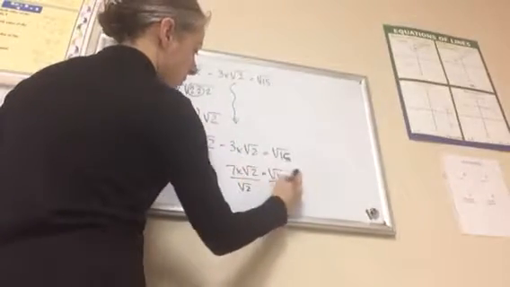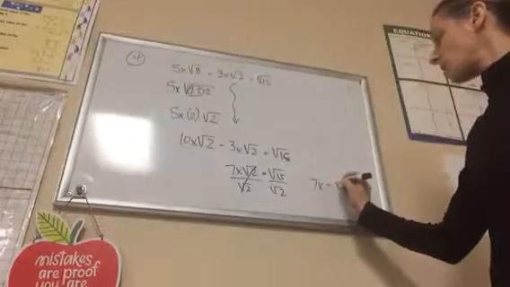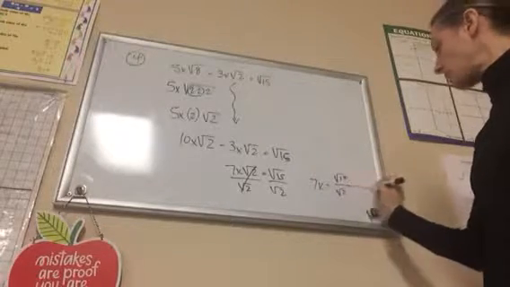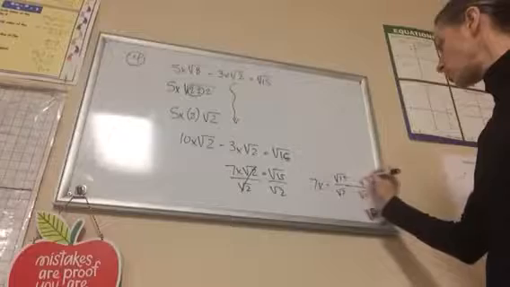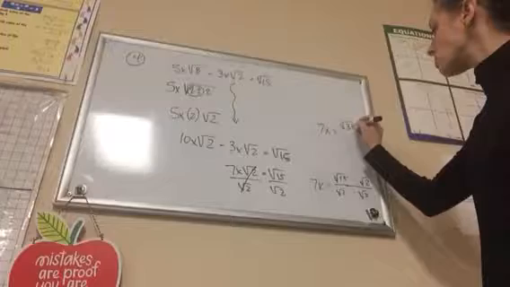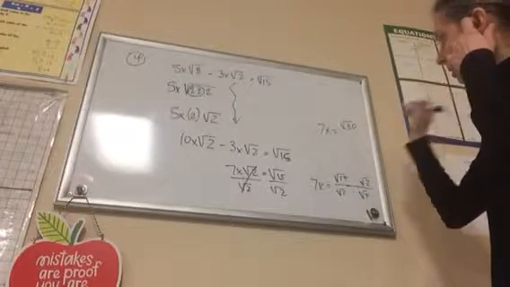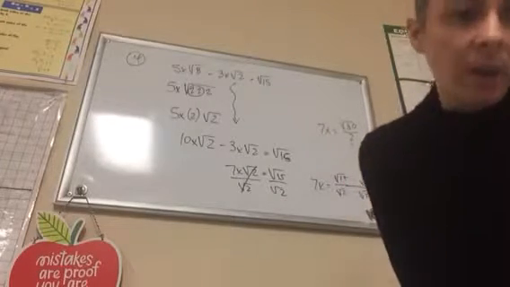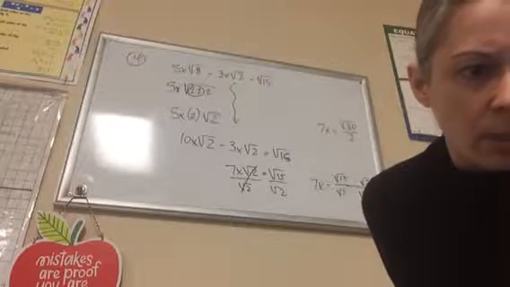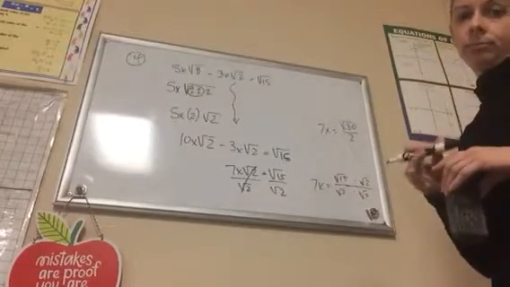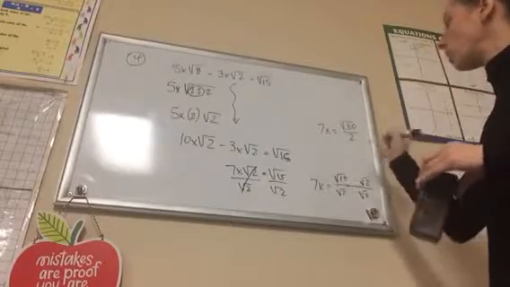15. We divide both sides by square root of 2, and we have 7x equals square root of 15 over square root of 2. We need to rationalize that denominator. Square root of 30. So we'll have 7x equals square root of 30 over 2. Wait, we have to divide by 7. We should have already done that.